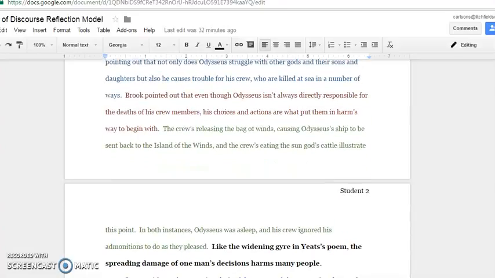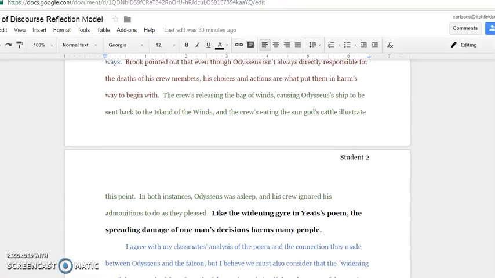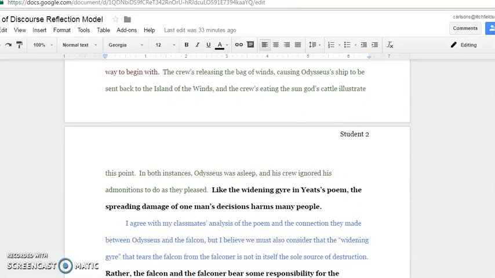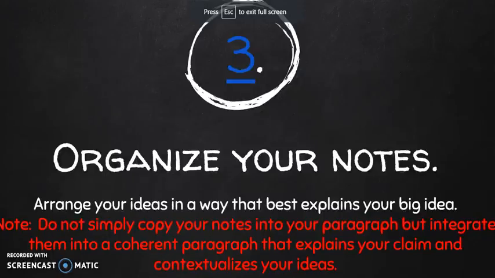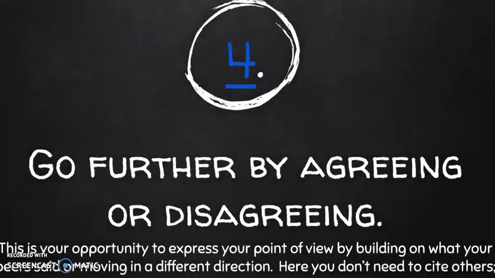Okay. Towards the end of that paragraph, I've added some more evidence from the text with regard to the releasing of the bag of winds, and the crew basically ignoring Odysseus. So you can see that those ideas are organized, that they're arranged in a way that explains the big idea. I haven't simply copied the notes into the paragraph, but have integrated them into a coherent piece of writing that explains my claim and contextualizes the idea.